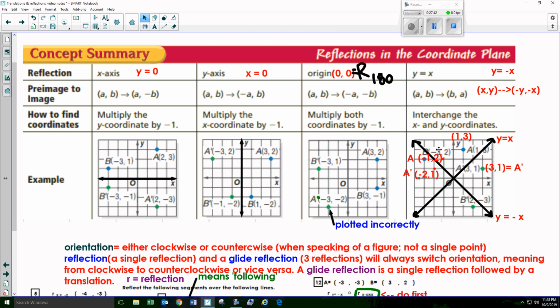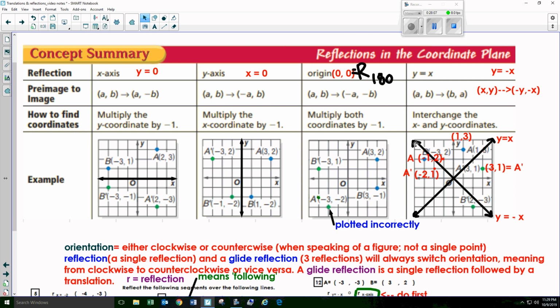Okay. Now, when you reflect over the line y equals -x, it's the hardest one for most people to memorize. Not only does xy become yx, the same thing happens here: the x and y switch, but now you add the opposites on top of that as well. Like I said, it's easiest just to memorize these, but here's how you could come up with it on your own.